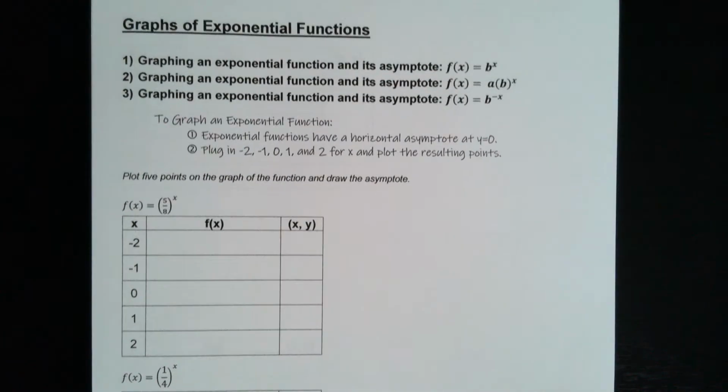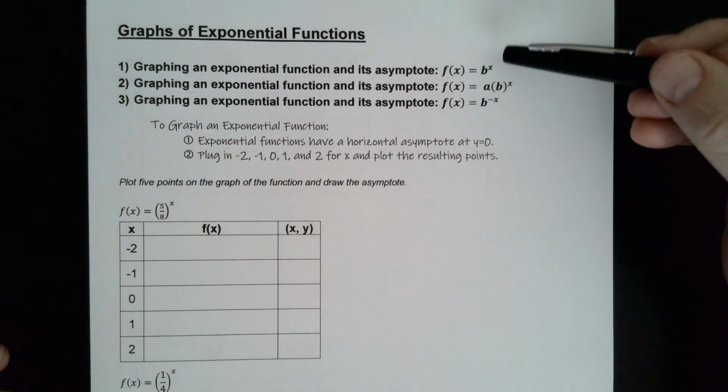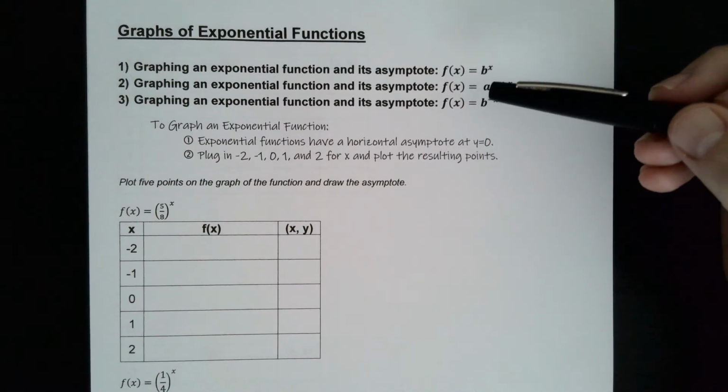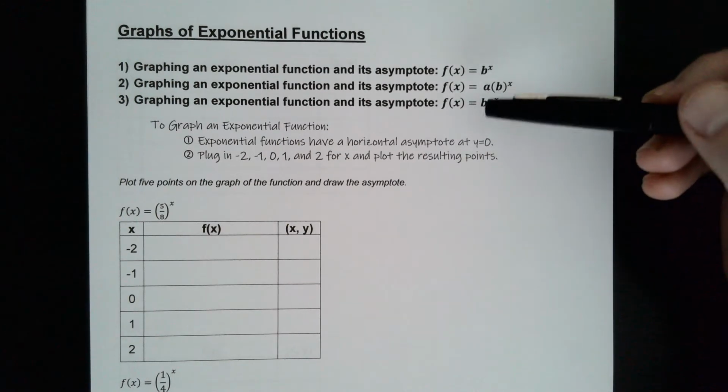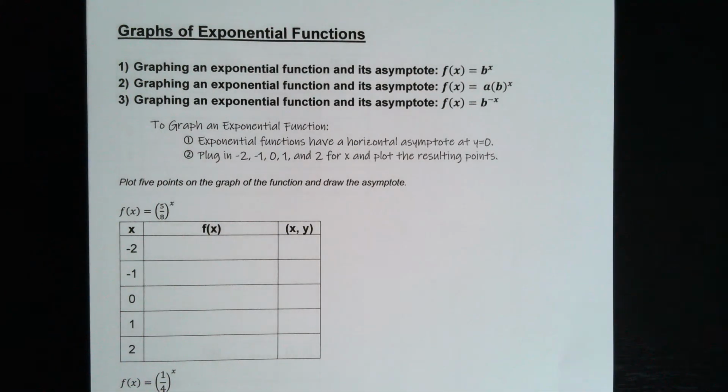Okay, in this video, we are going to be crafting some exponential functions. So we're going to do three different forms. We're just going to do the standard form, which is just b to the x. Then we'll do one that has a constant in front of the b to the x, and we'll also do one that has a negative exponent in the x. Okay, so let's look at the first one.